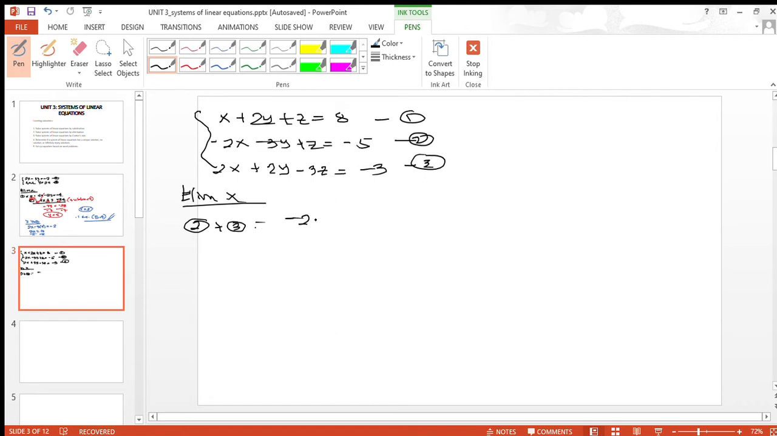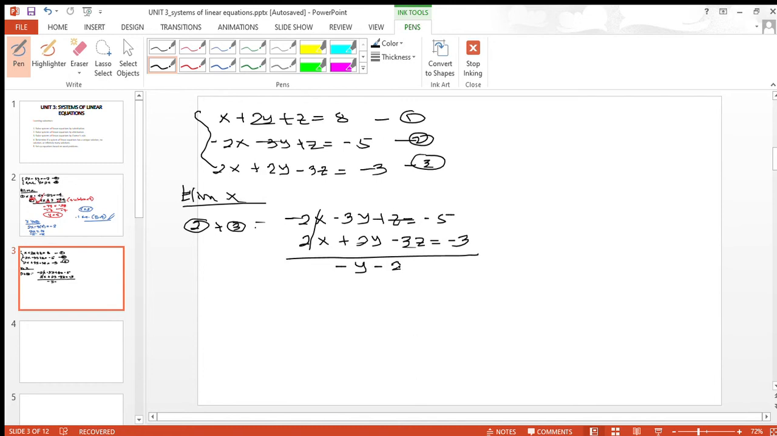So that's minus 2x minus 3y plus z equals minus 5. And then we have 2x plus 2y minus 3z equals minus 3. So we can just add, that will cancel out. This is minus y minus 2z equals minus 8. Let's call this equation 4.